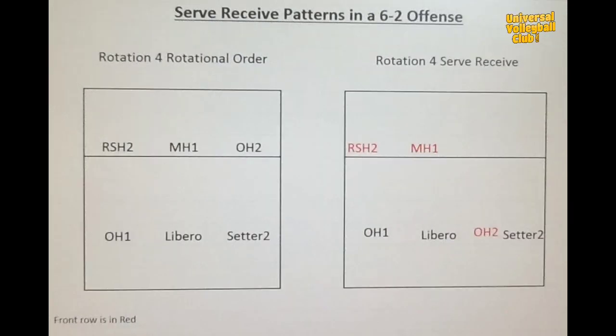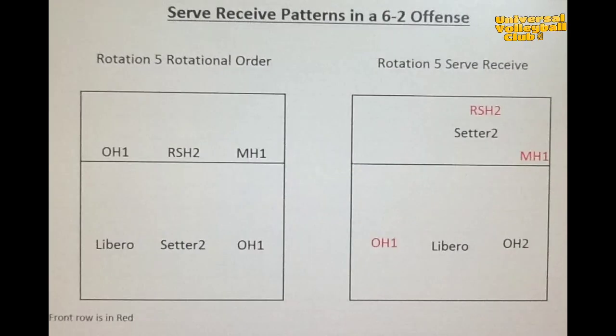Rotation 4. Rotation 4 will be the opposite of rotation 1 with a new setter and a new right side hitter. There will be a double substitution every 3 rotations, unless of course you have a setter who is also a good hitter. Then you will only need to substitute one setter in for a right side hitter if you have two setters that can attack. Then you may not even need to substitute. The same alternative rotation that you have in rotation 1 will also apply to rotation 4.